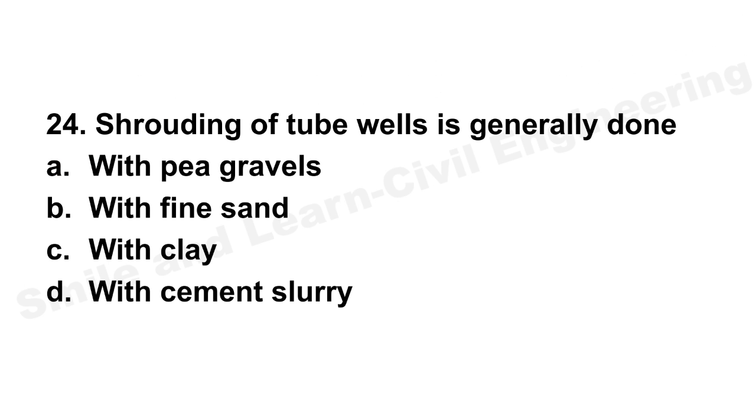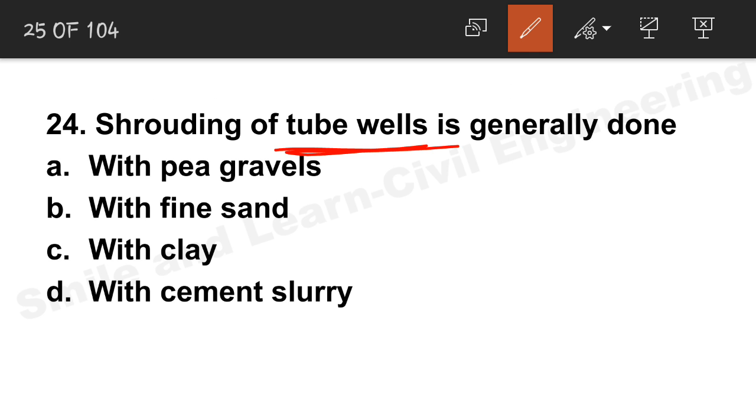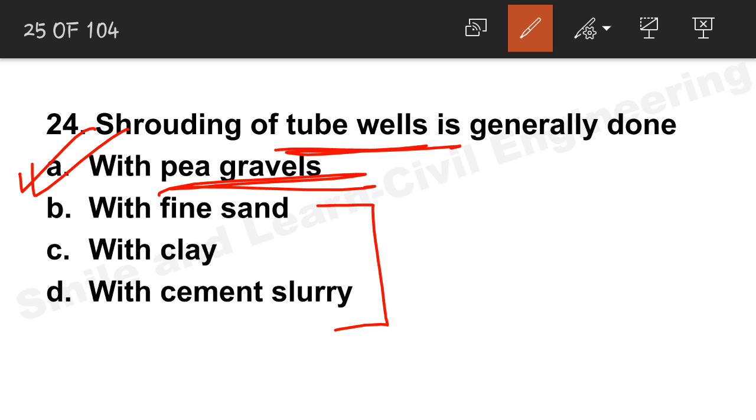Question number 24. Shrouding of tube wells is generally done. Shrouding of tube wells is required and it is done with pea gravels. Okay. These others will not help in shrouding since they are of small sized particle. But pea gravels are greater sized. More the size, better the shrouding.